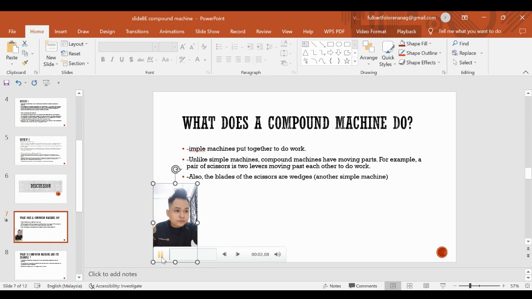Okay, I will present the discussion section about compound machines. A compound machine is made up of two or more machines that collaborate. A pair of scissors is an example of a compound machine that we find in the home, classroom, or workplace. Scissors are constructed from two wedges and two levers.